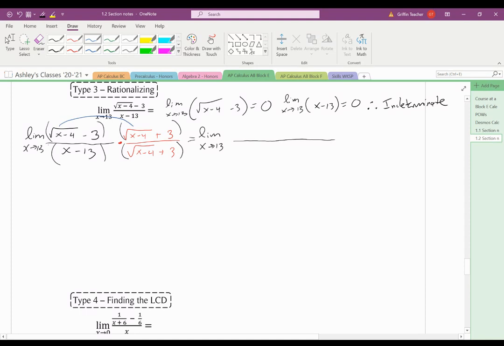So if I take the square root of x minus 4 times itself, this just becomes the group x minus 4. If I do my outer and inner terms, those two terms are opposite signs. So I get square root of x minus 4 times 3, and then square root of x minus 4 times negative 3. So I can quickly see that those two terms with opposite signs are going to add up to 0. And then my last term is my negative 3 times 3, and I get minus 9. And then we're going to leave our denominator alone. So we're going to leave this as the group x minus 13 times the square root of x minus 4 plus 3.